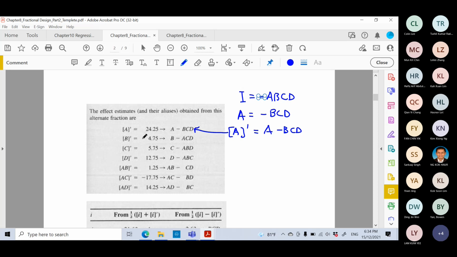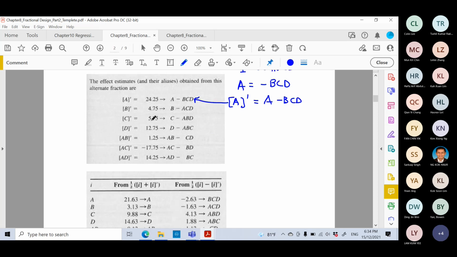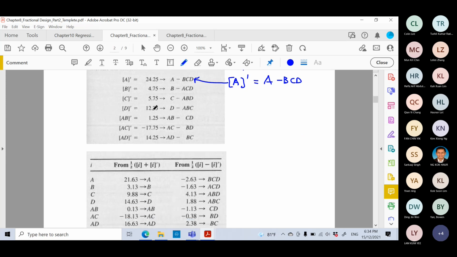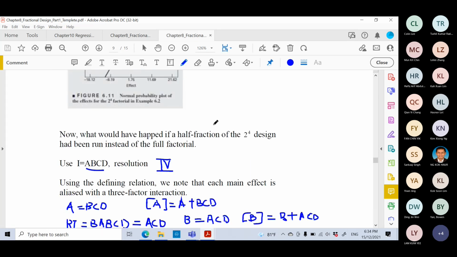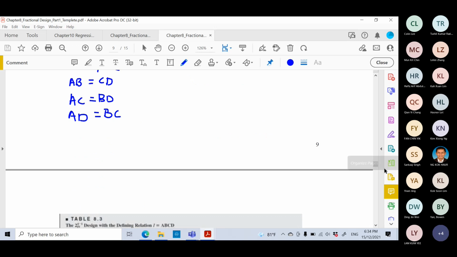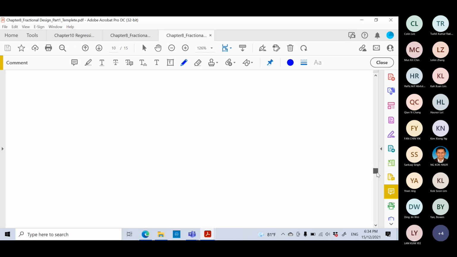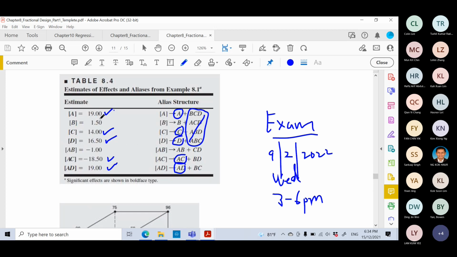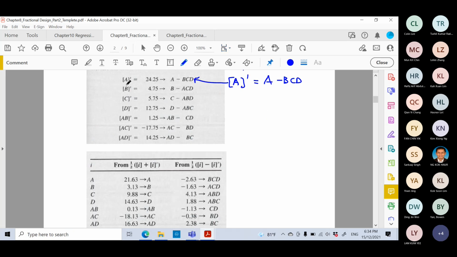Okay. So now you run the 1/2, you run the alternate parts. So if we combine the previous information with the example here, I show you here. In the example of this one, 8.1, you run the positive sign, so you get the first one is 19. 19 is actually A plus BCD. Okay, but over here you run the negative sign. A prime is A minus BCD.